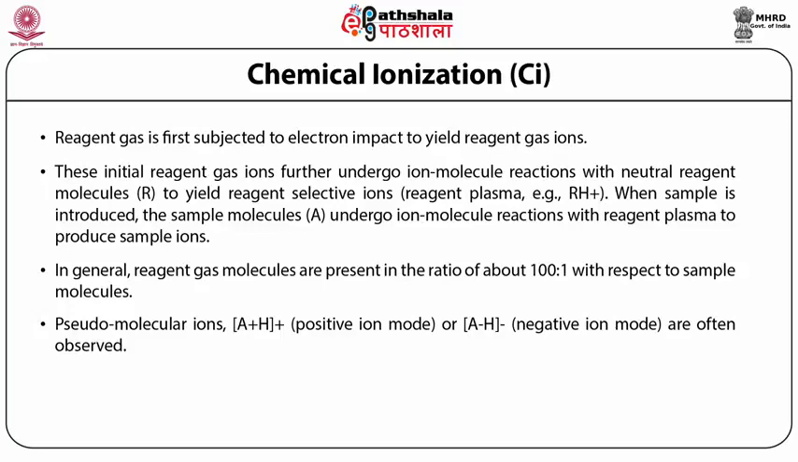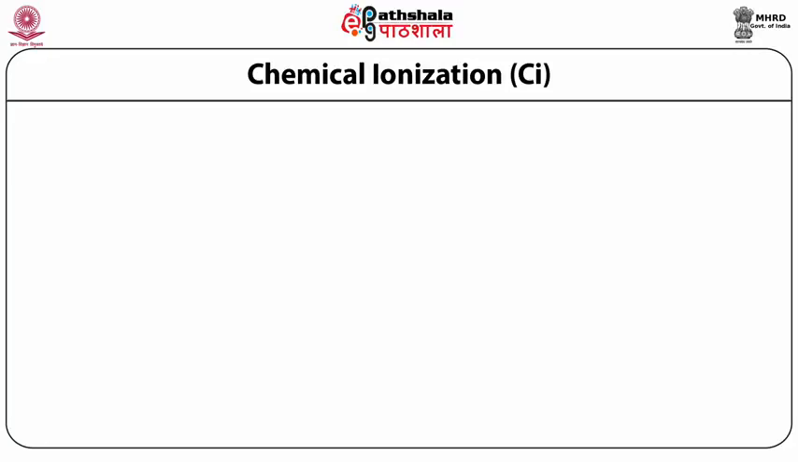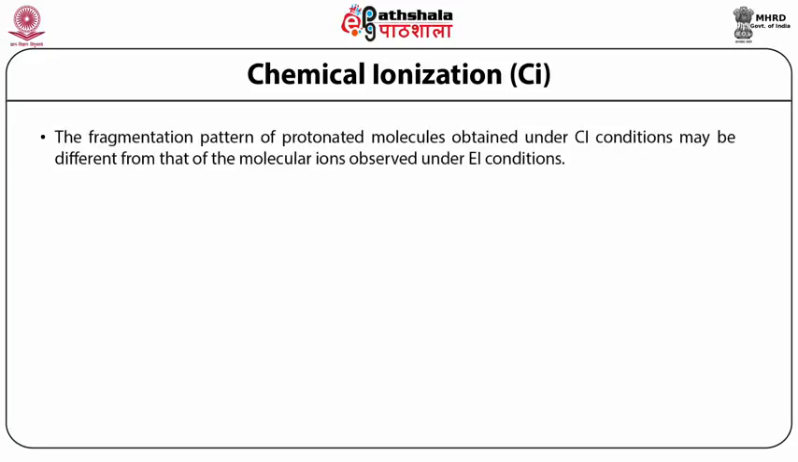Unlike in the electron impact method, the chemical ionization process is soft ionization, as I said earlier, and yields abundant quasi-molecular ion with less fragmentation. In positive ion mode, RH plus plus A gives AH plus plus G, which is a neutral species. In negative ion mode, RH minus plus A gives AH minus plus G. Continuing with the chemical ionization process, the fragmentation pattern of protonated molecules obtained under chemical ionization conditions may be different from that of the molecular ions observed under electron impact conditions.